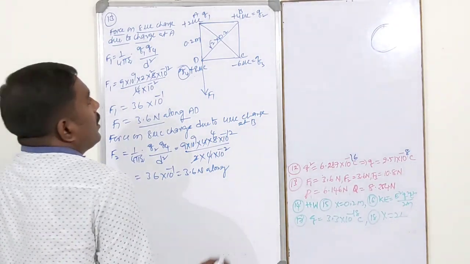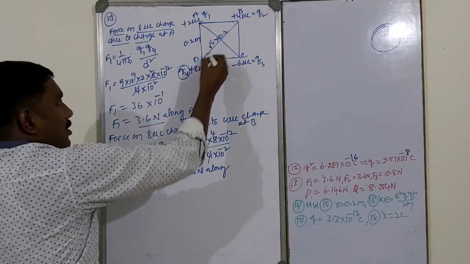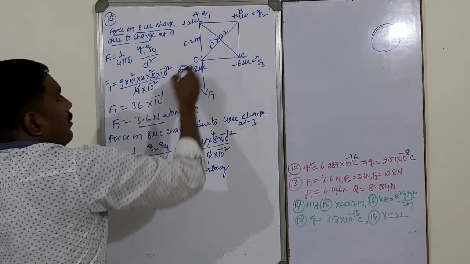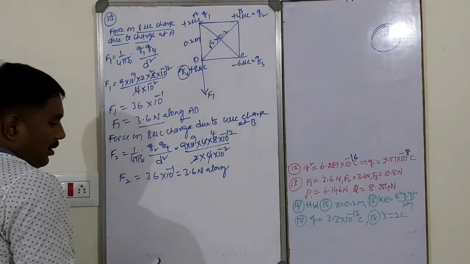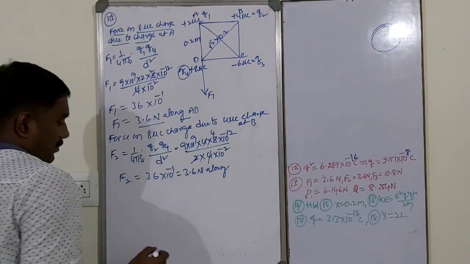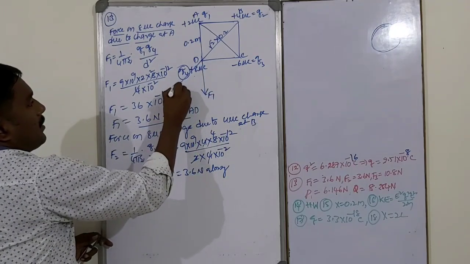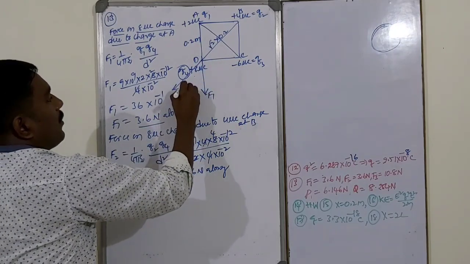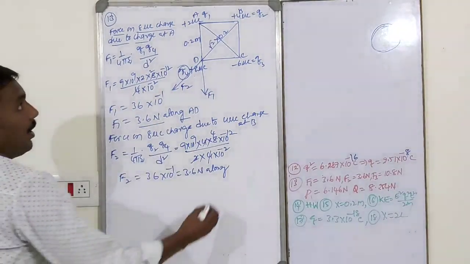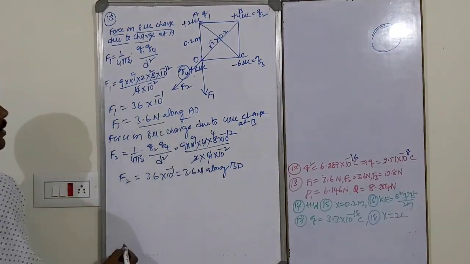Direction is very important. This is positive charge, this is positive charge, so the force is radially outwards, along BD. Like this, this is F2, along B to D, that is BD.